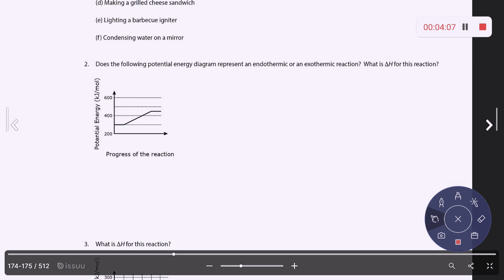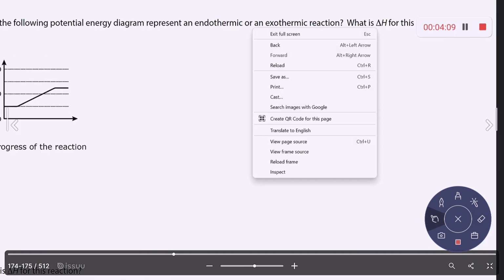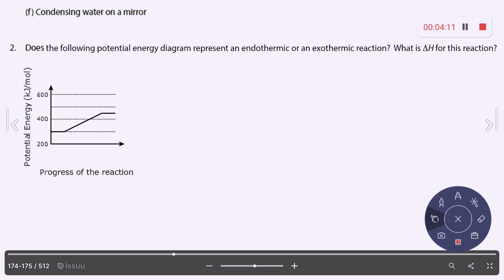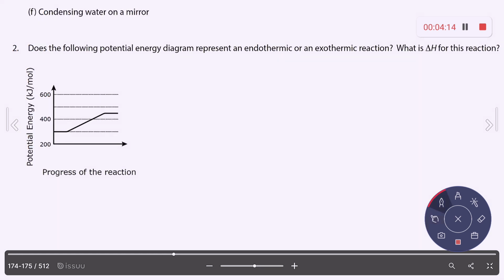Does this potential energy diagram represent an endothermic or exothermic reaction? Endo. Okay. They want to know what the delta H value is for this reaction. Okay. So in order to calculate delta H, I'm going to put an R where the reactants are and a P where the products are. You subtract the two. So I'm going to look at where the reactants are to where the products are. So we're looking at this difference. This would be my delta H right here.